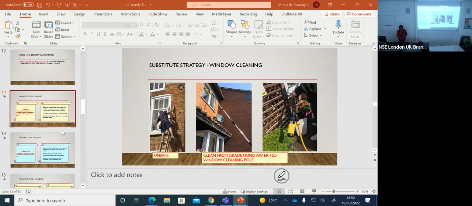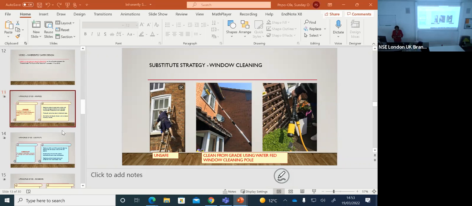So to explain the strategy of substitute, I've got a window cleaner here. One window cleaner is using a ladder to clean the window. He's not wearing his helmet, he's not using a harness. So that's a very unsafe act. If this was in the construction industry and not in someone's property, this would be a non-conformance. In the second picture, you've got a wiser cleaner who's working at grade. He's using a longer brush to clean the window.